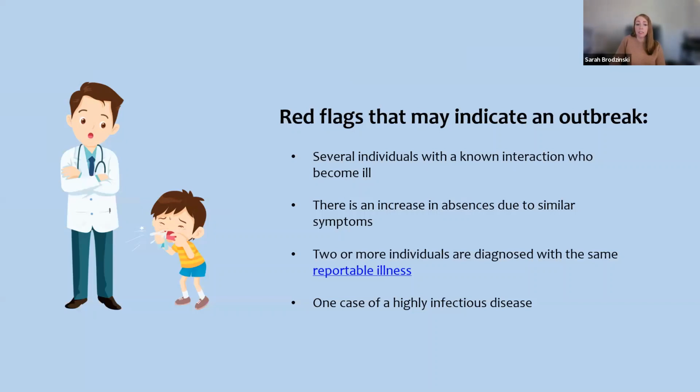Second, if there's an increase in school absences with many parents reporting similar symptoms as a reason why their child is not attending school, call your local health department. Third, if you see 2 or more students diagnosed with the same reportable disease, once again, you'd want to call your health department. And if you need a list of reportable diseases, you can find one hyperlinked to this slide, as well as in the footnotes of the exclusion list. And finally, if a single case of a highly infectious disease, such as measles or pertussis, comes to your attention, certainly we're going to want to call our local health department.